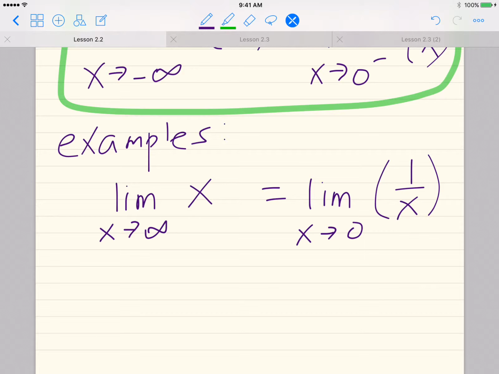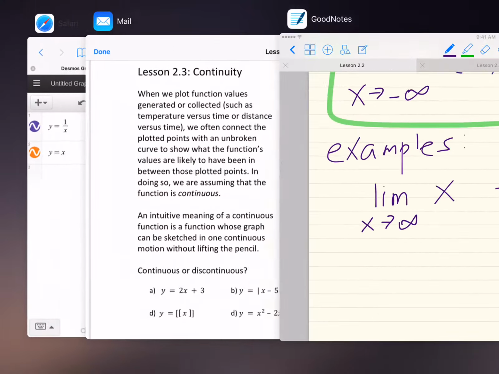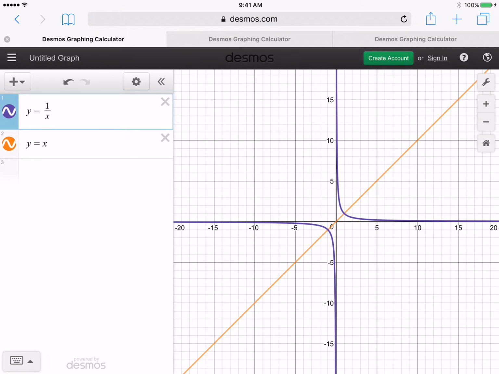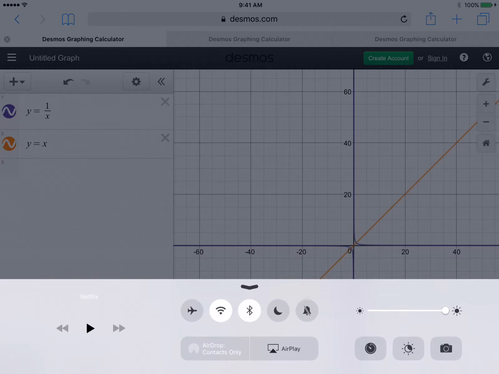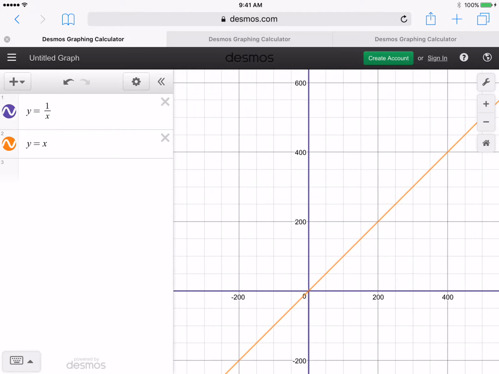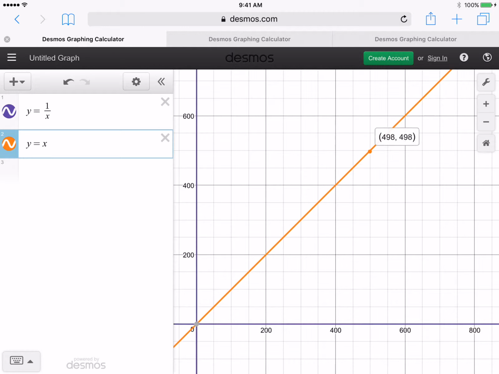Limit of x, for instance, as x approaches infinity would then be the same thing as the limit of 1 over x as x approaches 0 from the right side. So let's take a look at that graphically. Okay. Well, we know this graph. As your x value is increasing larger and larger for the original function, y equals x, your y value will be increasing as well. So the domain for the original function, there's no limit to it. As your x value is getting larger and larger, your y value is also getting larger and larger.